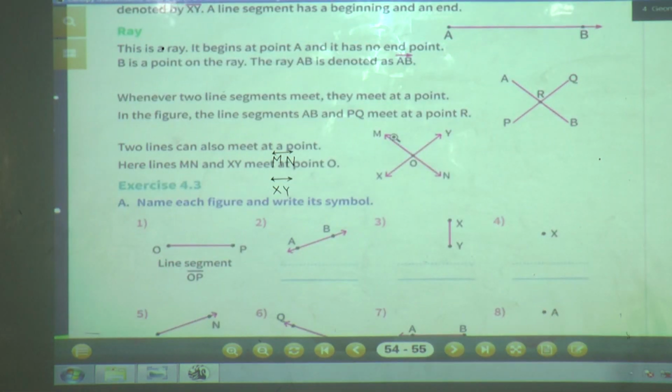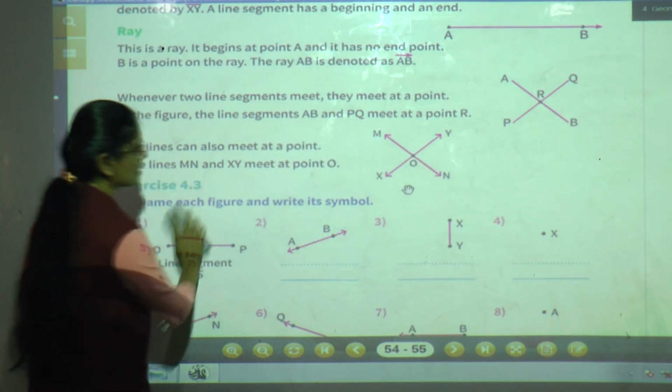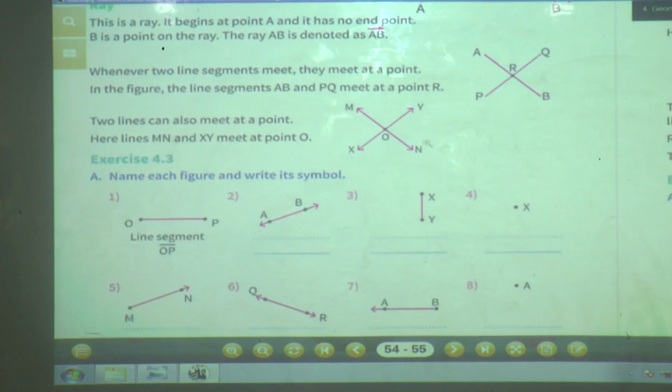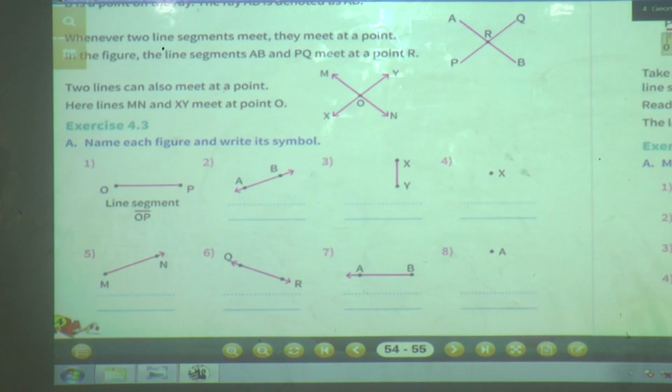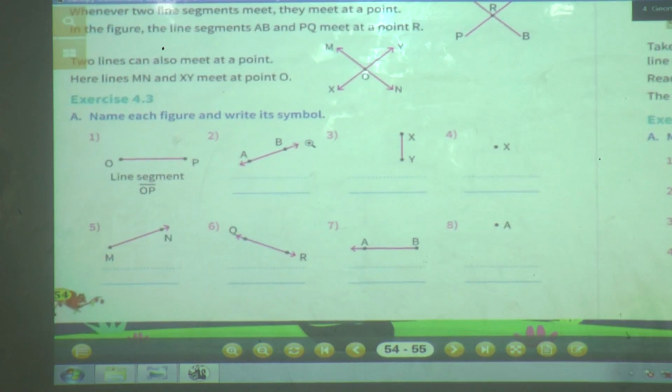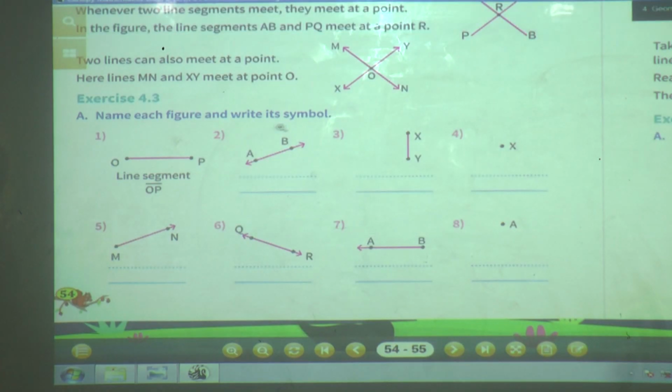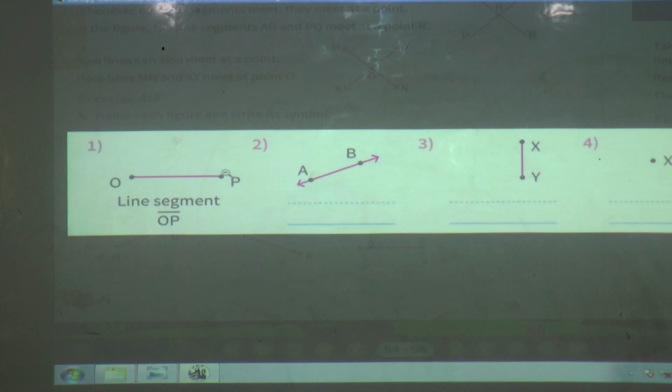Next, now students, we are going to solve the next exercise, that is exercise 4.3. Open your textbook and keep it in front of you. The first question is, name each figure and write its symbol. Here they have given us some figures. What we have to do? We have to write the name of each figure with its symbol. So one by one we will solve now.